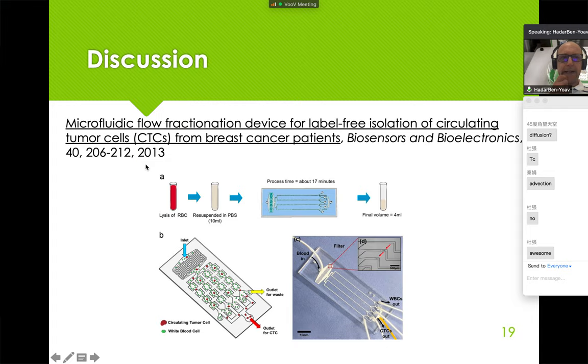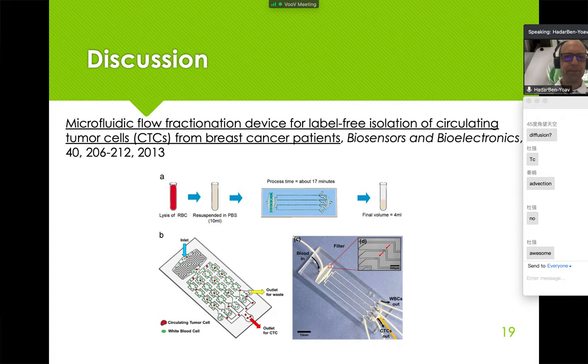It's a paper which wanted, using a microfluidic flow, to fractionate circulating tumor cells. Remember, I told you it's the tumor cells that detach from the tumor, start to circulate in the blood, and eventually bind to another organ, and they're called metastasis and become a new tumor.